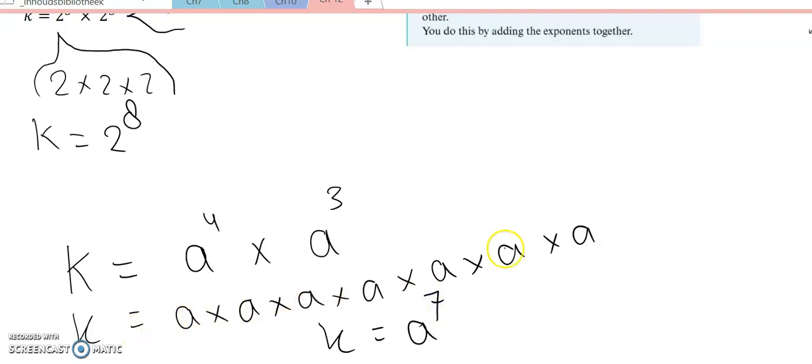You don't have to write down this whole step, because now we learned that it's just adding the 4 and the 3 together. Okay, I hope it's clear to you, and good luck with the exercises.